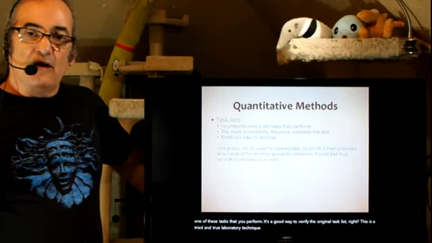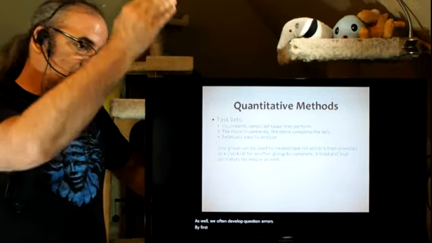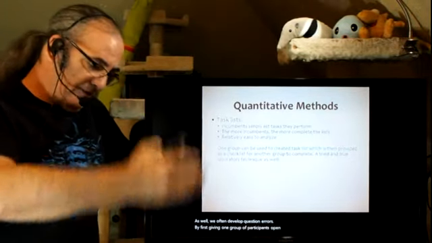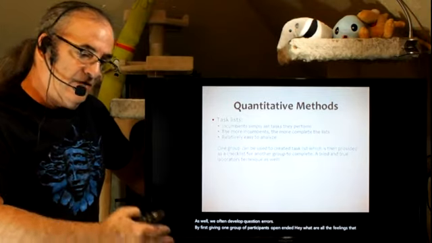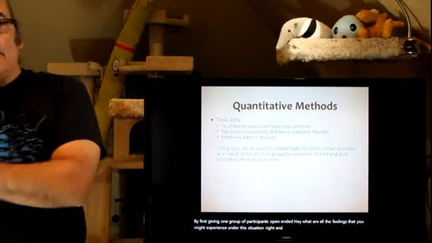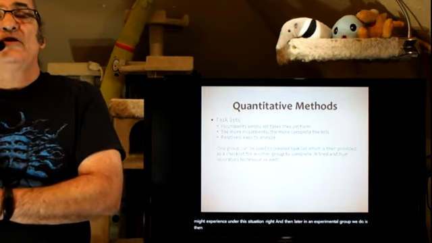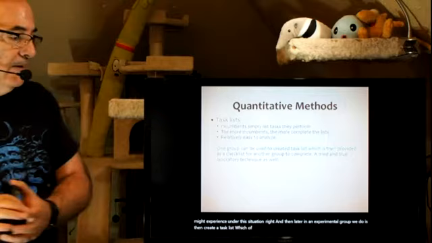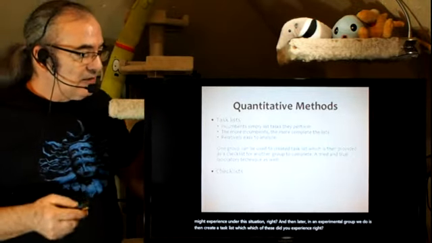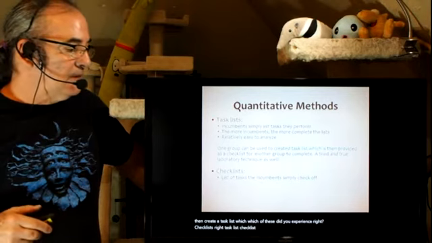We often develop questionnaires by first giving one group of participants open-ended questions: hey, what are all the feelings that you might experience under this situation, right? And then later, in an experimental group, what we do is then create a task list. Which of these did you experience, right? So, checklists, right? Task list to checklist is the process I'm talking about there.